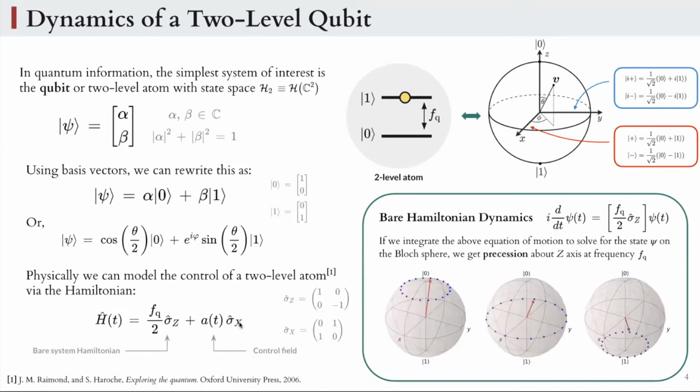Physically, we can model the control of the two-level atom via this Hamiltonian, where Fq is the qubit frequency, and this is the bare system Hamiltonian, and A of t is the control field. If we look at the bare Hamiltonian dynamics, we see that it induces a precession about the z-axis at a frequency Fq, as evidenced by these 3 animations.